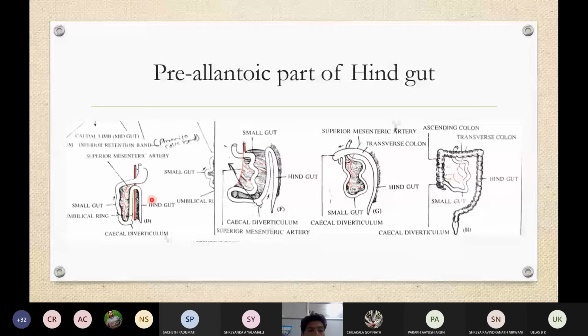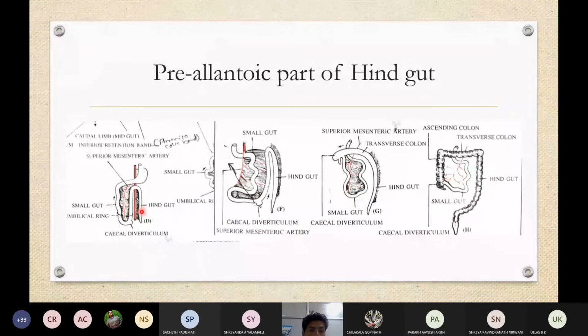part, okay, here you can see the development of the midgut, where the physiological umbilical hernia is going to happen. You can see the coelom, cecal diverticulum and all. Okay, the midgut is going out of the umbilical ring, and the superior mesenteric artery is going through that. Okay, and the remaining part of the gut is within the abdominal cavity. You can see here.